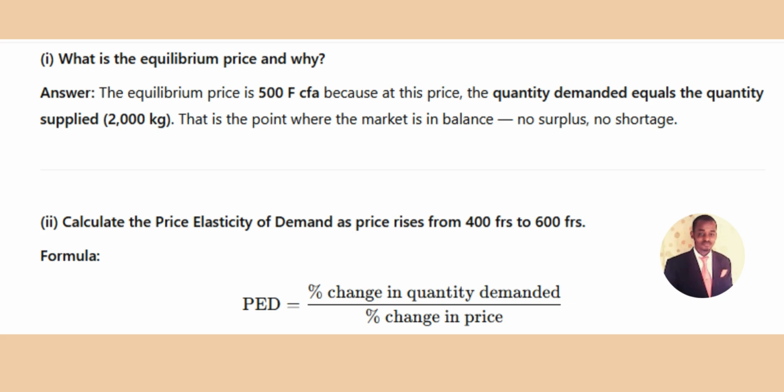So now the next one says calculate the price elasticity of demand as price rises from 400 francs to 600 francs. Actually, to calculate that, we have to first look at the formula. What is the formula of price elasticity of demand? The formula is percentage change in quantity demanded over percentage change in price. So that is the formula of price elasticity of demand.